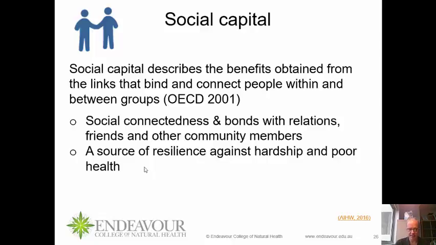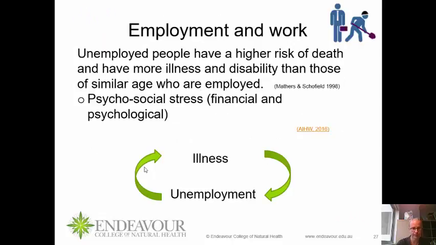But it is certainly resilience against poor health through social support and networks that help people not only feel better about themselves, but it can help them find work, for example. It can help them cope in times of hardship, as it says in that last point there. So unemployment and work, or work and well-being are interconnected, as it shows down at the bottom there. So illness and unemployment, it's a two-way relationship.